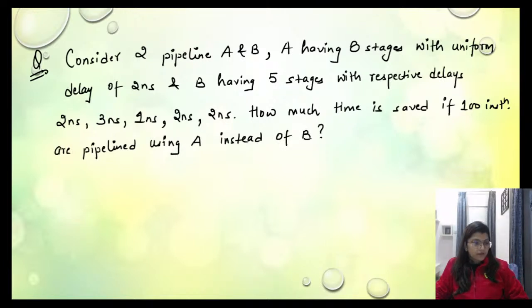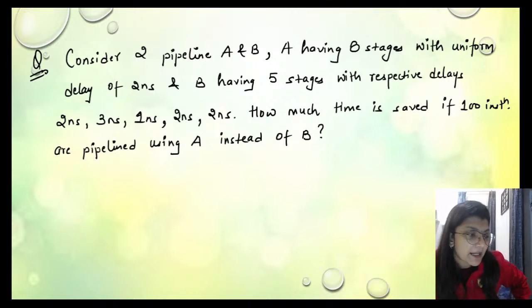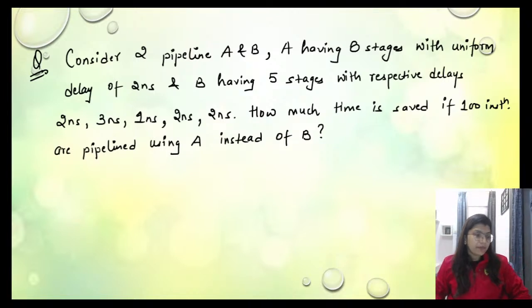This is the question, everyone. Please look over here. Consider two pipelines A and B. A has 8 stages with uniform delay of 2 nanoseconds, and B has 5 stages with respective delays 2 nanoseconds, 3 nanoseconds, 1 nanosecond, 2 nanoseconds and 2 nanoseconds. How much time is saved if 100 instructions are pipelined using A instead of B? You have to tell how much time you will save if you are using A instead of B.